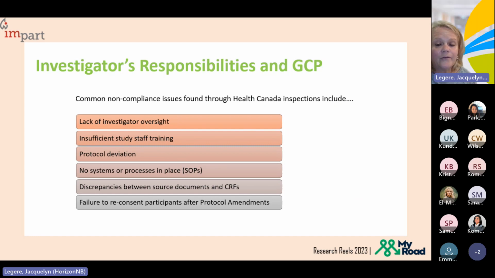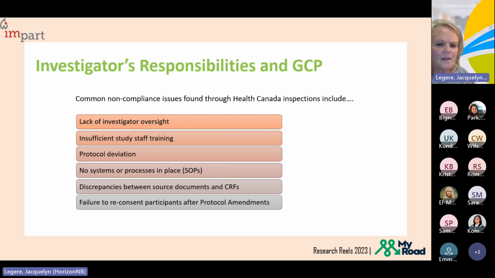Insufficient study staff training, that's in missing documentation or missing certifications and training files. Protocol deviations. If there are many of them, there's something happening at the site, right? There's something going on there. Depending on what type of deviations they are, maybe there needs to be more training of your research staff, but a number of deviations is not necessarily a good thing. It can mean that there might need to be some additional education and training.